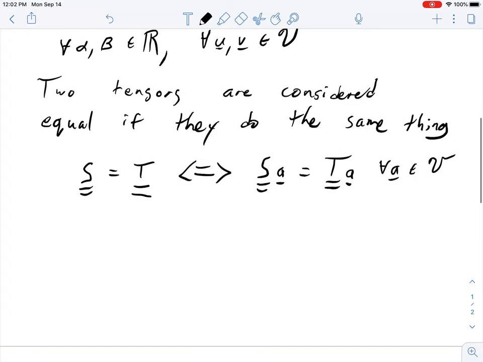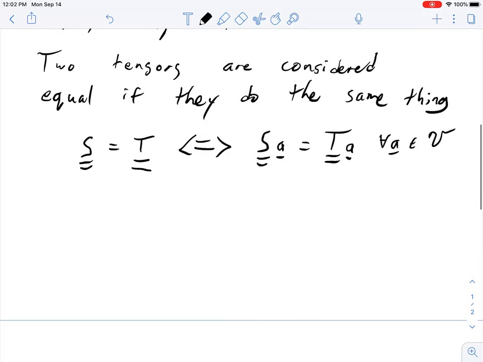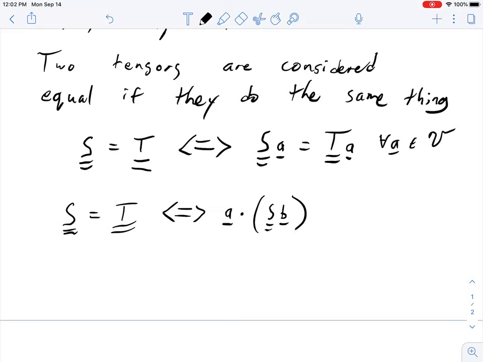We can define this in terms of the inner product, if V is an inner product space, like they did in the textbook, in which case S equals T if and only if, so this is the implies both ways, A dot S B is equal to A dot T B for all A and B in our vector space.